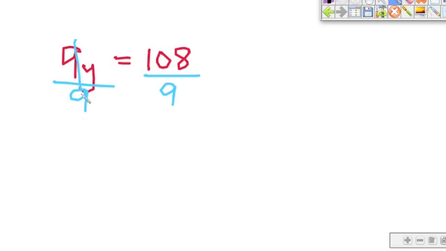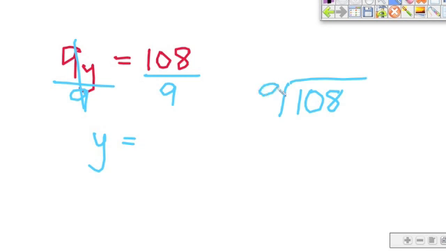The 9's here cancel, and I get y by itself, which is what I wanted. Okay, now if you don't know, the top number always goes inside the box. So we have 108 inside the box and the 9 on the outside. So 9 goes into 108 12 times. So y equals 12. And again, you could put that back into the formula and see if it checks out.